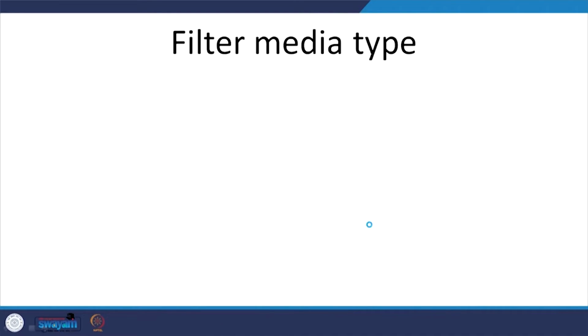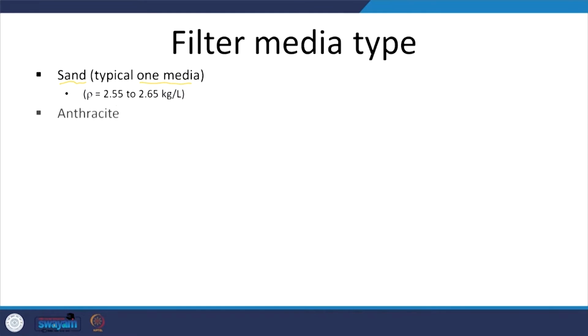So, filter media type sand, this is the most widely used sand filter. Well, first it is inert and it is typically used when you are only using one media, yes, and density 2.5 kilograms per liter. If it is dual media or such, you are going to use anthracite above sand, relatively less dense, typically added with sand as I mentioned in the dual media filter.